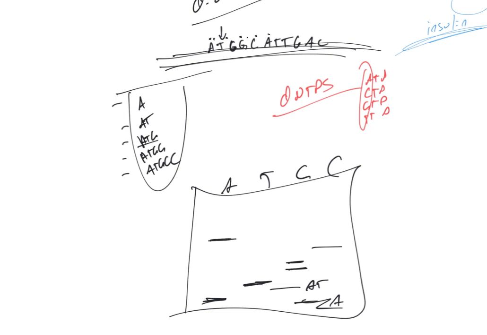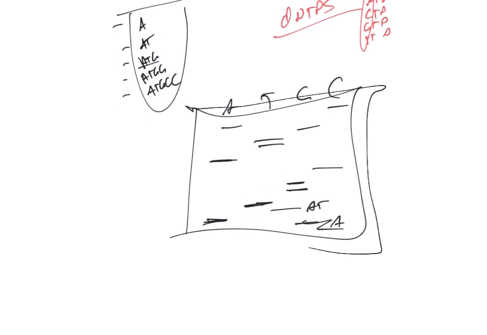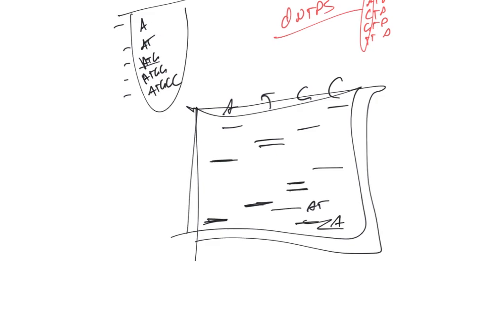And my next fragment would be ATGGCAT. And then T again, and then G, and then A, and then C. So I get this gel. Here's my electrophoresis gel. Now I have all these fragments. That's basically how sequencing works.